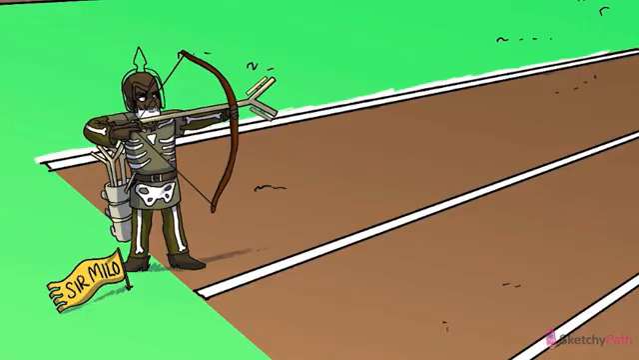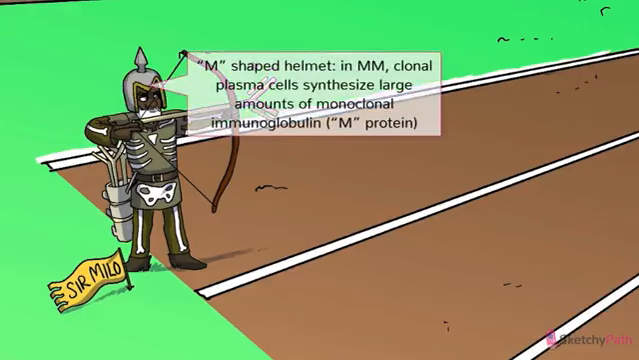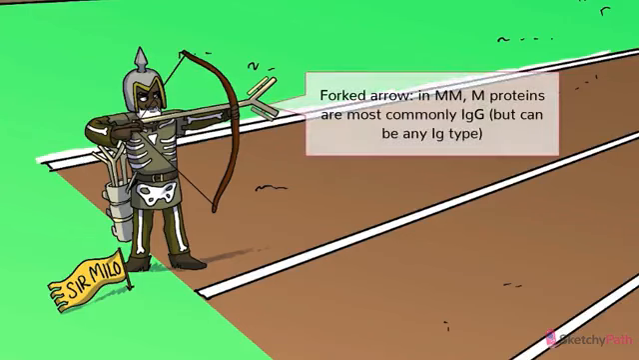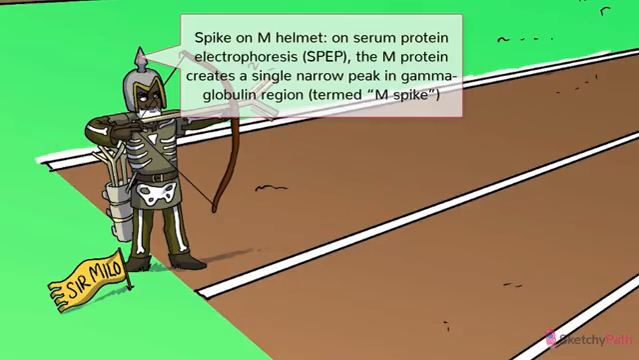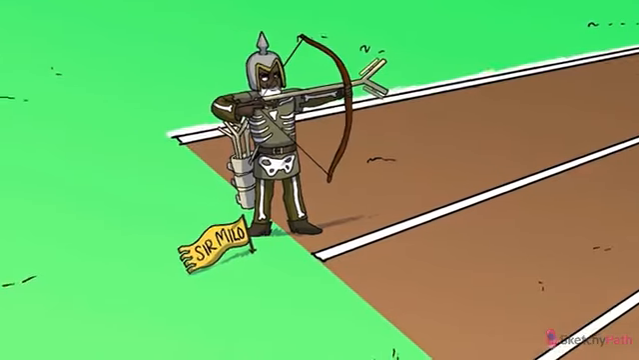These clonal plasma cells synthesize large amounts of the same antibody, a monoclonal immunoglobulin, or M protein. M proteins are most commonly IgG, 60%, or IgA, 20 to 25%, but can be any type of immunoglobulin, including IgM, IgD, or IgE. On serum protein electrophoresis, or SPEP, which separates proteins by net charge, size, and shape, the monoclonal immunoglobulin produced by the neoplastic plasma cells will create a single narrow peak in the gamma globulin region, dubbed an M spike. M for monoclonal, not IgM. It's symbolized here by the peak on his M helmet.